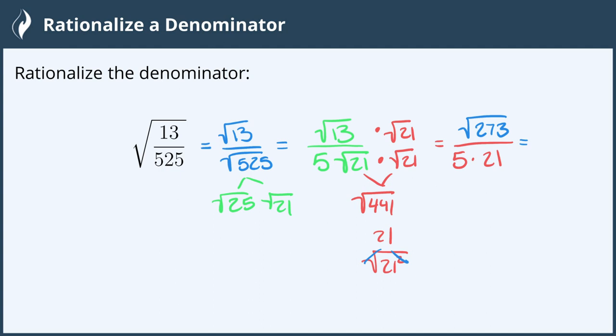And then we just need to multiply the bottom, 21 times 5, which gives us 105. So we end up with the square root of 273 over 105, and we've now rationalized the denominator, meaning we don't have any more radicals down there, and we're all done.